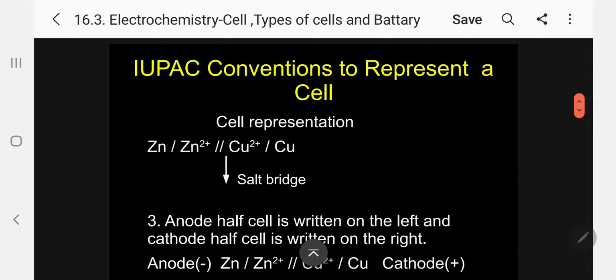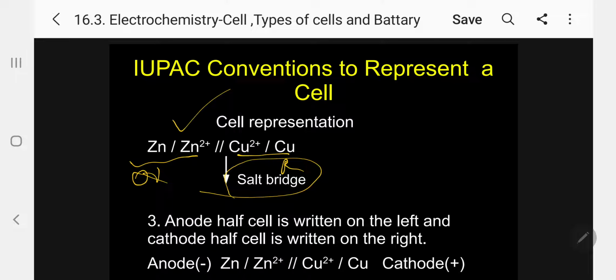So, kindly see here, Daniel cell example I am taking. Zinc bar, zinc 2 plus sulfate, double line, copper 2 plus, copper bar. This is an electrode, this is an electrode. Here oxidation, here reduction is taking place. So the double line in between indicates the salt bridge. It is filled with saturated potassium nitrate solution. Please follow. This is the convention.